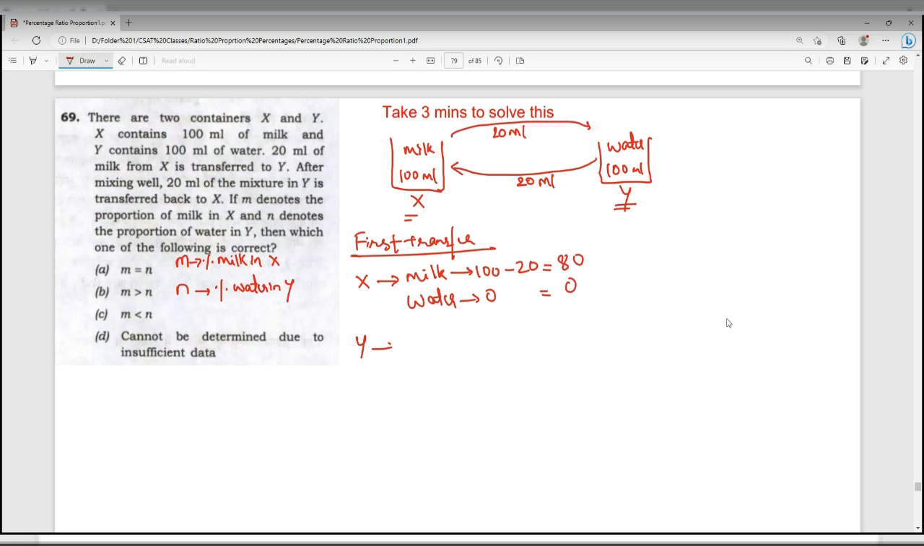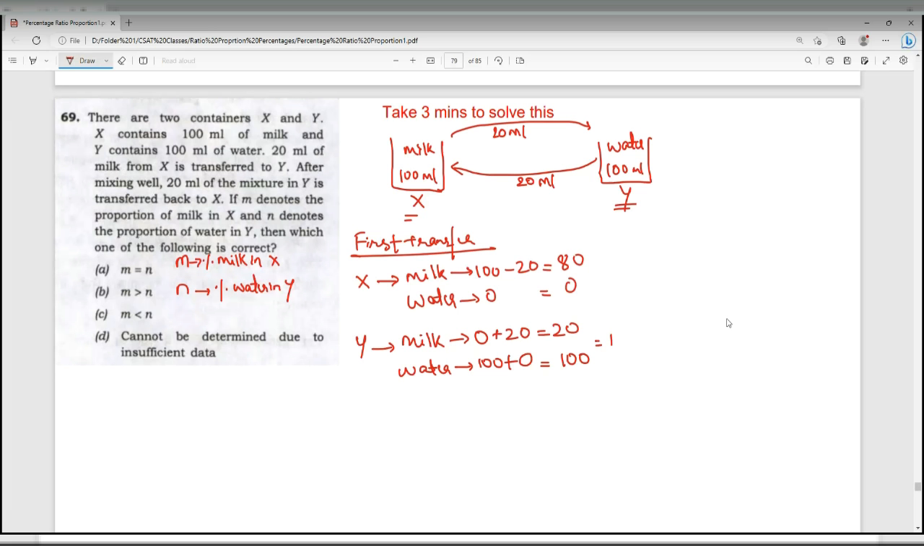What will happen to Y? Initially milk was 0. Now milk from X has been added to Y. So this is 0 plus 20, 20 ml of milk is there in Y. Water, initially there was 100 ml, and nothing was removed. There was no water in the milk container X, it was pure milk, so water added was 0. So in Y, there is 20 ml milk and 100 ml water.